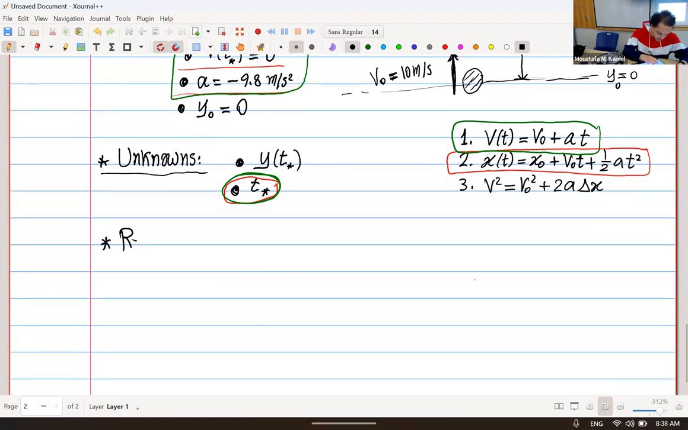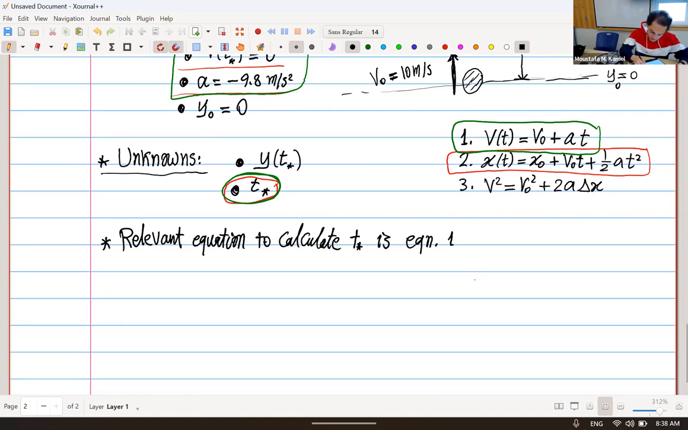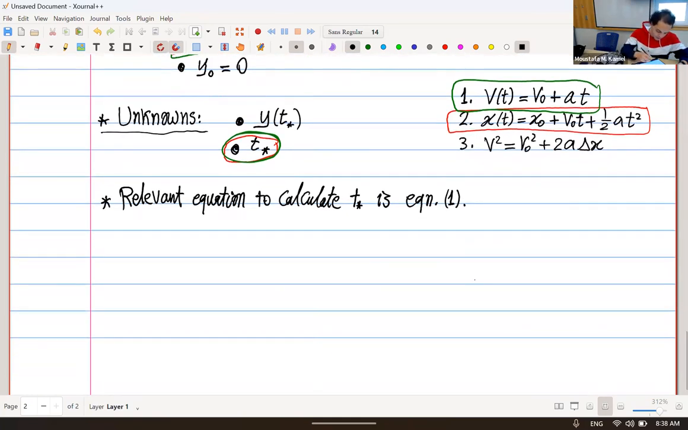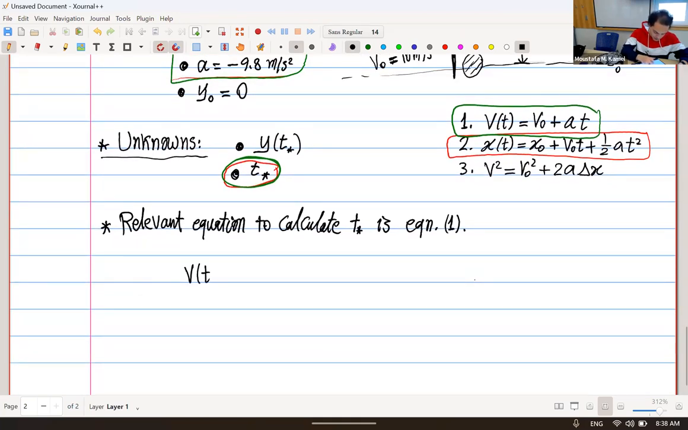So the relevant kinematic equation to calculate t star is equation 1. Okay. So this goes like v at t star is equal to v naught plus a times t star. So 0 is equal to 10 minus 9.8 t star.